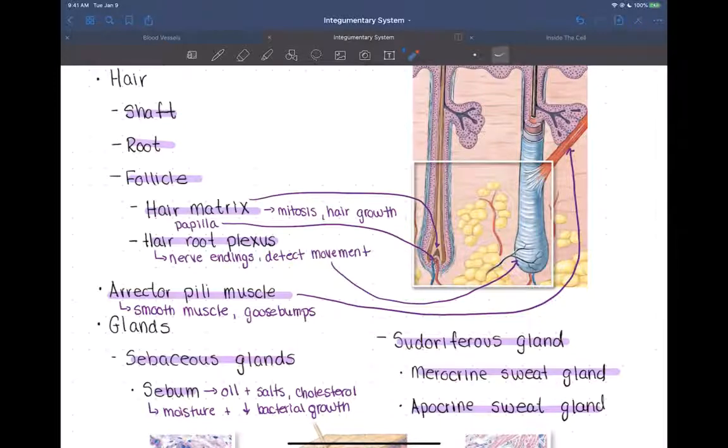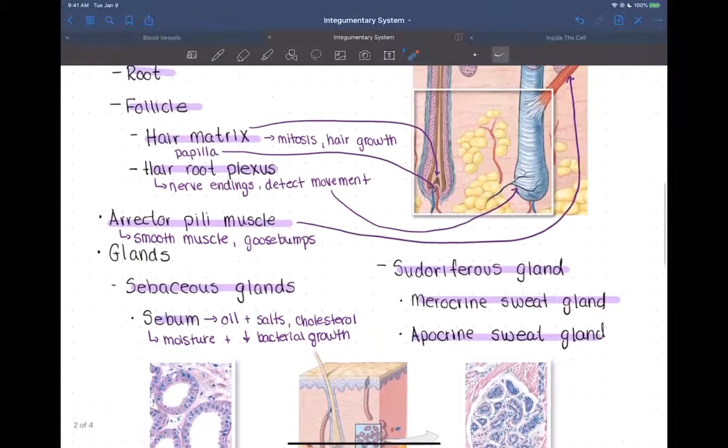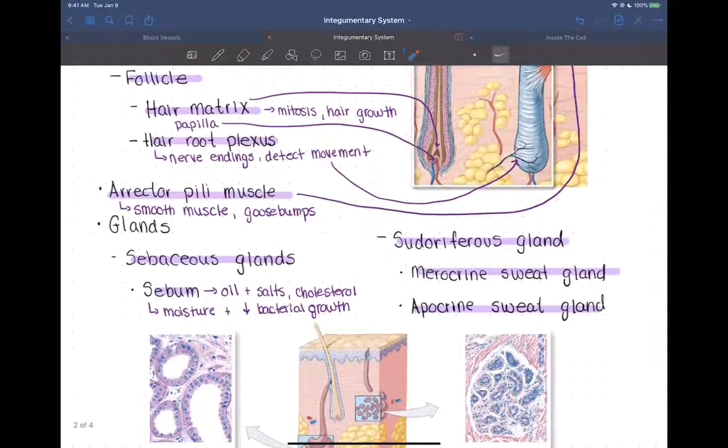All right. And so then also in the skin, we have pseudoriferous glands. So pseudoriferous glands are going to be our sweat glands. So they make sweat. We know sweat is important for maintaining and regulating temperature. That's one of the big functions of the pseudoriferous glands, temperature regulation. There are two types of pseudoriferous glands you'll see mentioned probably in your textbook. There's a merocrine sweat gland and an apocrine sweat gland. I just wanted to mention them.